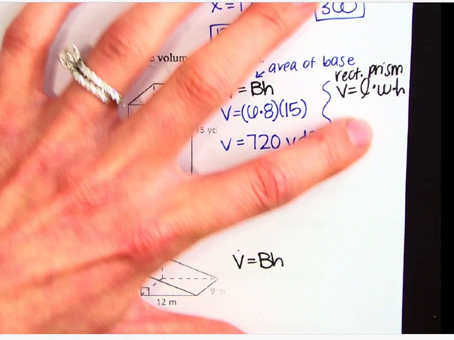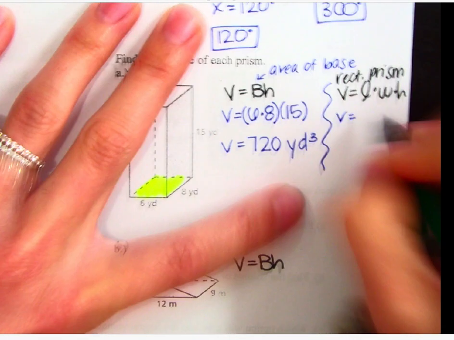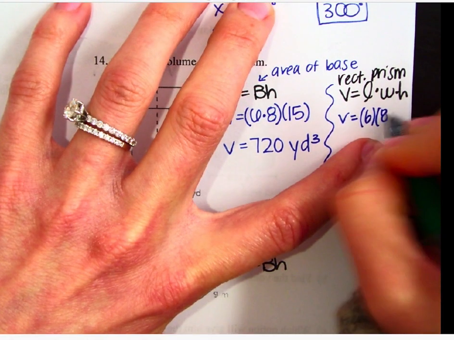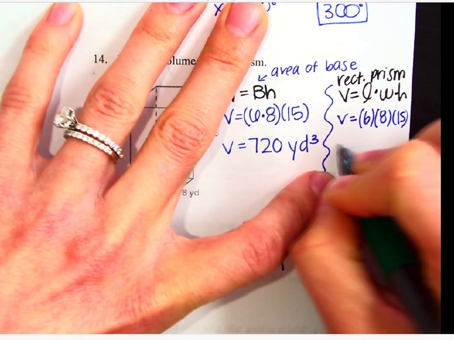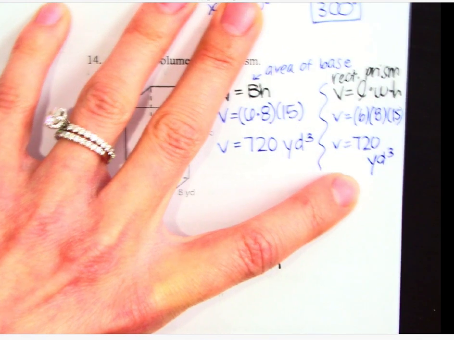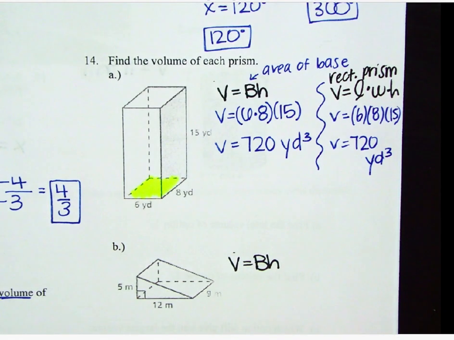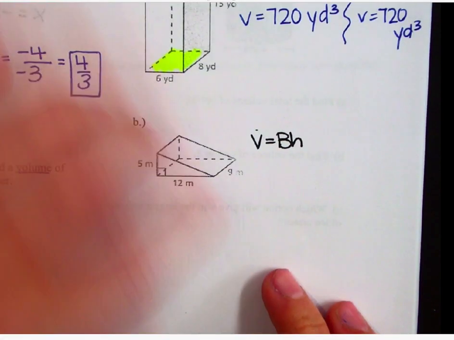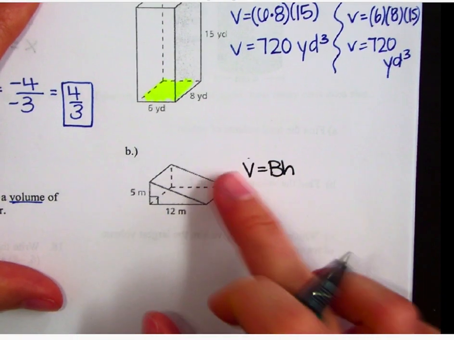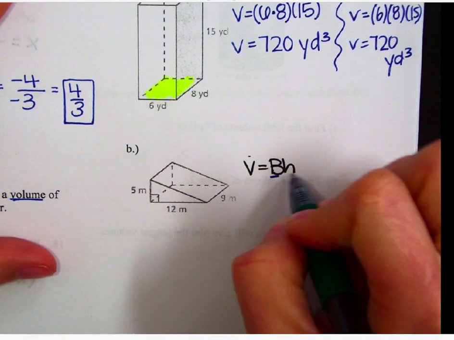Okay, so you can just use this one where you just multiply length, width, and height, which is the same thing we did, 6 times 8 times 15, and you end up with 720 cubic yards. Okay, so either way. All right, for part B, since this is a prism, we follow the same formula, area of the base times the height.